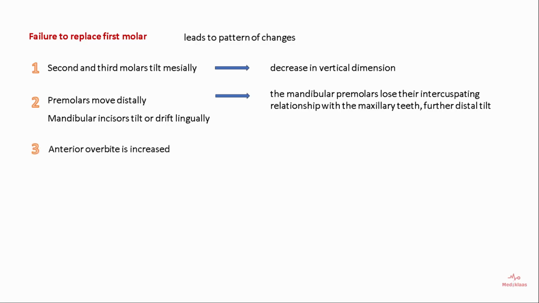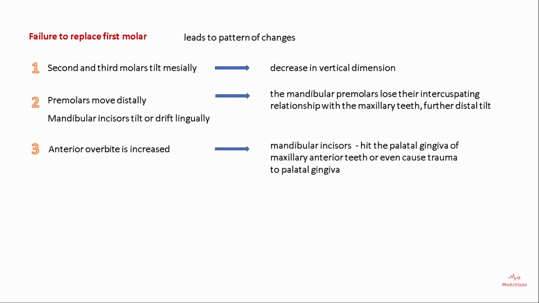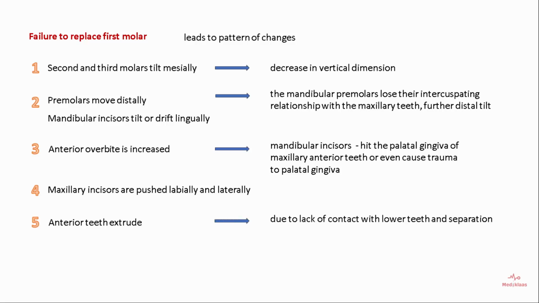Anterior overbite is increased. Mandibular incisors hit the palatal gingiva of the maxillary anterior teeth or even cause trauma to the palatal gingiva. The next step involves maxillary incisors being pushed labially and laterally. The anterior teeth extrude, which results due to the lack of contact with lower teeth and separation. And finally, there is a diastema that is created by the separation of the anterior teeth.